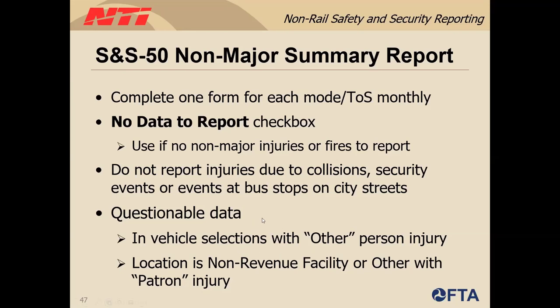Okay, we do, of course, have questionable data sometimes. If we see an in-vehicle selection with an other person listed, we're going to question who this other person is that's not a worker or not a passenger on your train or your bus. Also, if we see a location as a non-revenue facility or an other location with a patron injury, we're going to question that too. And this is actually one of the form changes we're hoping to have in January, because it will present a little box where you can type in who this person is. But unfortunately, we don't have that just yet.